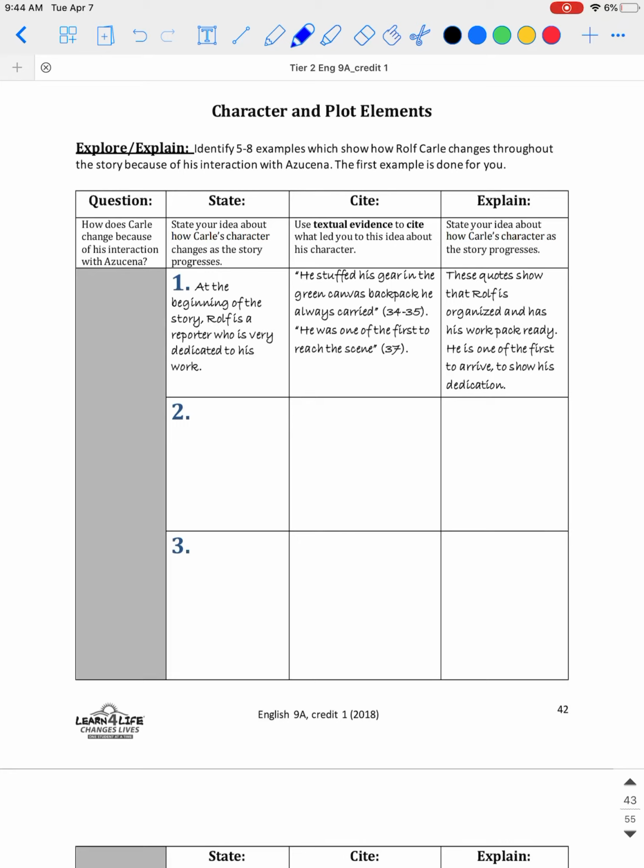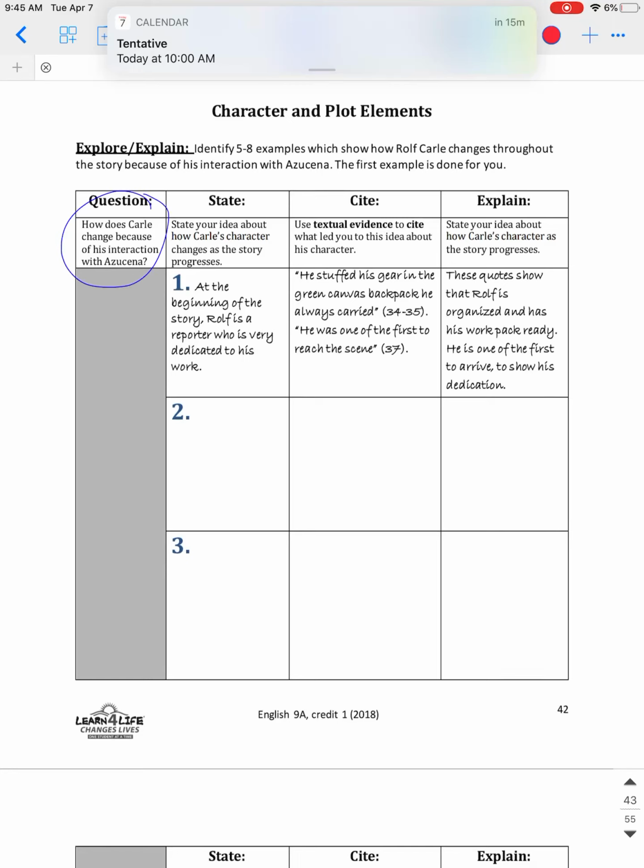So please take the time to find evidence and explanations so that when you get to the essay portion of this packet, you have all the information. You just have to piece it together to form an essay, okay? So the question right here is, how does Karl change because of his interaction with Azucena? And so you're going to state your ideas.